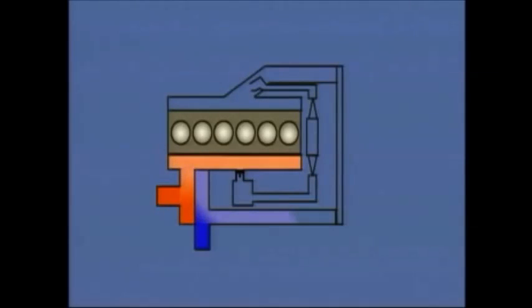Simply stated, the exhaust gas recirculation system takes a portion of the exhaust gas and returns it to the combustion chamber. To help understand how this reduces harmful emissions, let's first review some of the principles of diesel combustion.